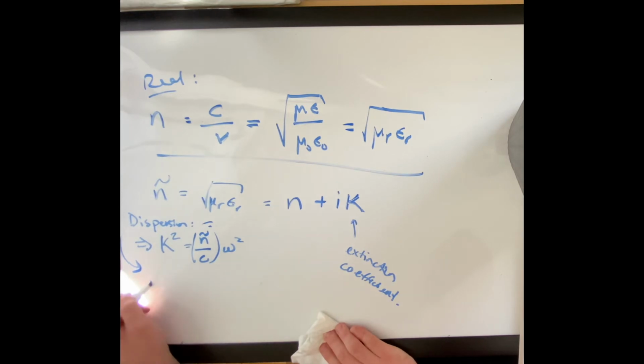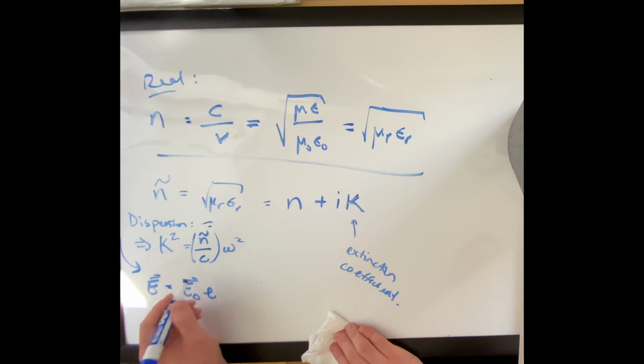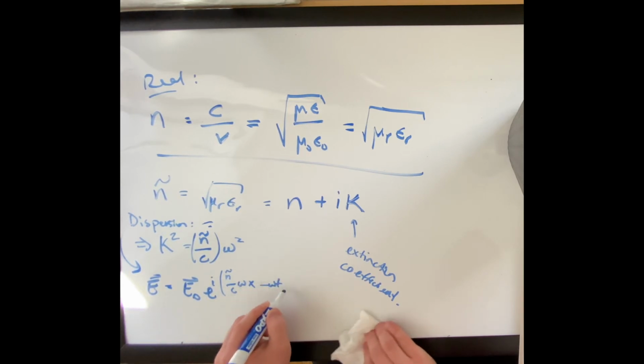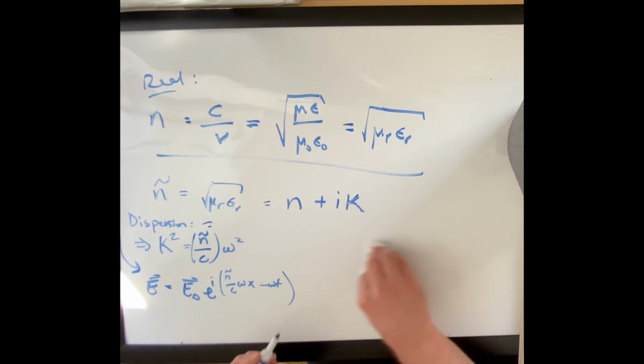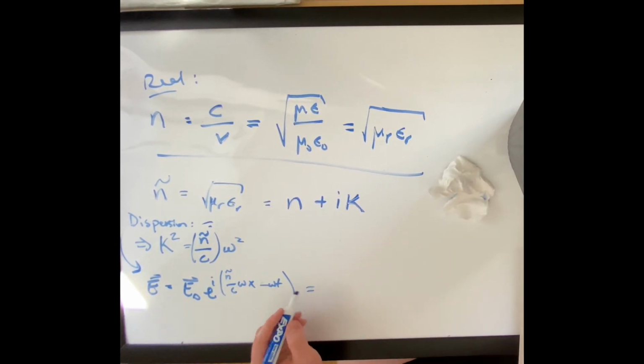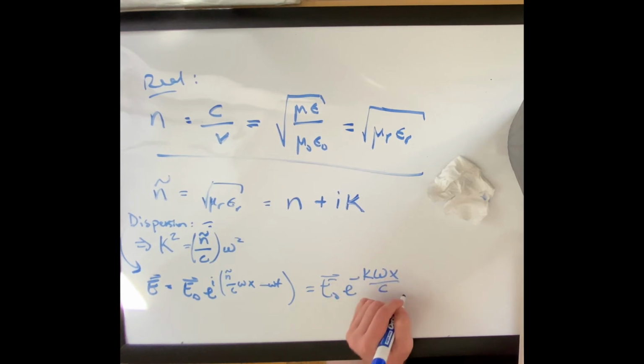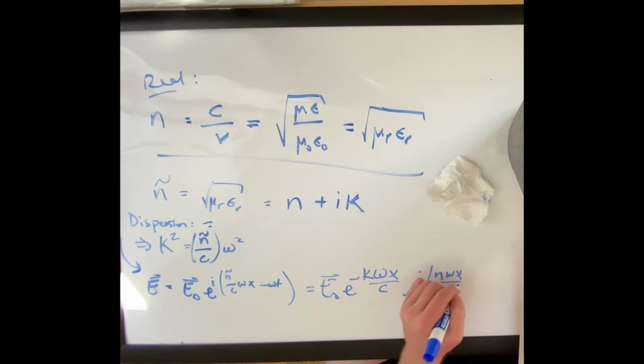And now we can write the wave, if we plug it back in, E naught is the same, e to the i, and now we have n tilde over c, remember again, n tilde has complex parts, omega x minus omega t. And then if we just plug in n tilde, we get E naught times e to the minus kappa omega x over c, e to the i n omega x over c minus omega t.